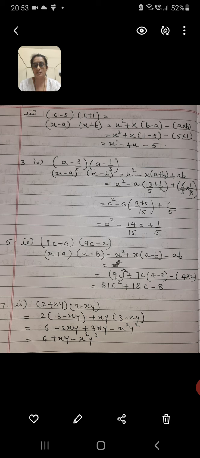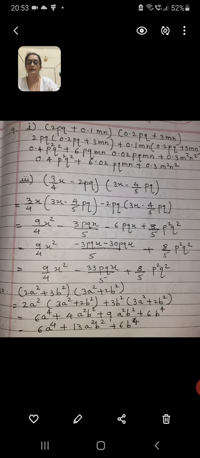We can't use identity here, we are going to use the distributive law. In the distributive law, 2 is multiplied with the second full bracket and xy is multiplied with the second full bracket. So open the bracket: 2 into 3 gives you 6. 2 into minus xy is minus 2xy. xy into 3 is 3xy, and xy into minus xy gives you minus x square y square. Simplify it: 6 plus xy minus x square y square. That is our answer.